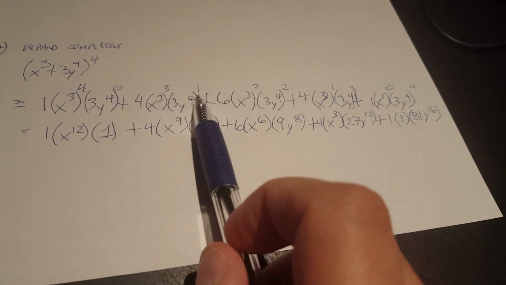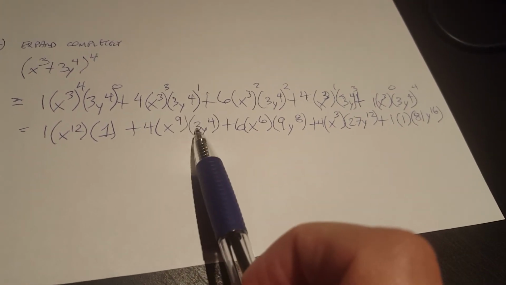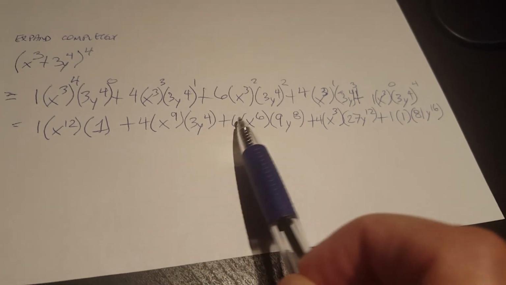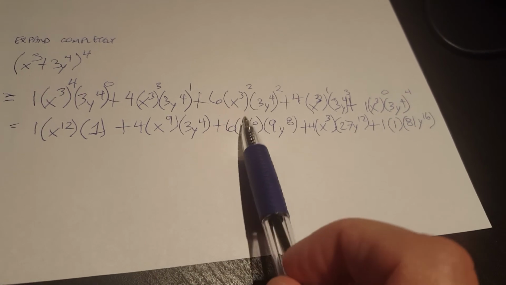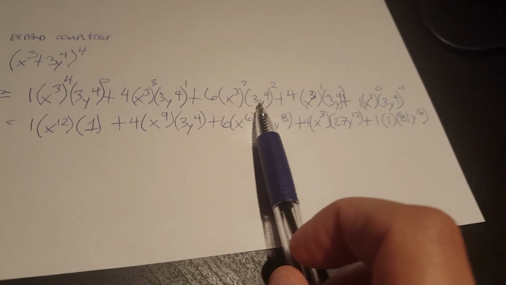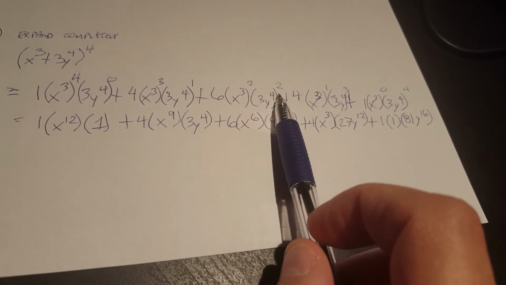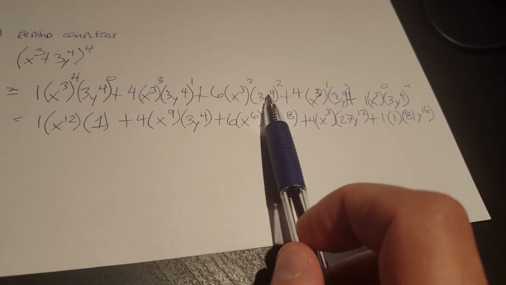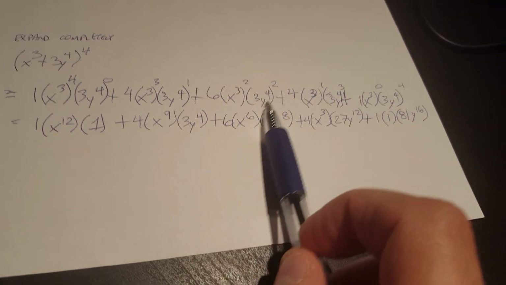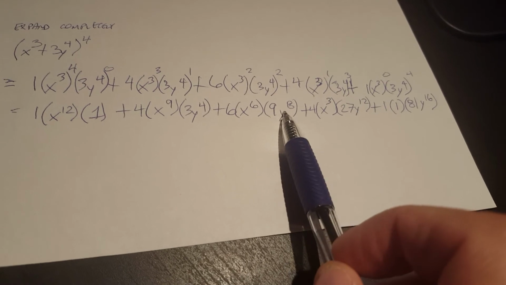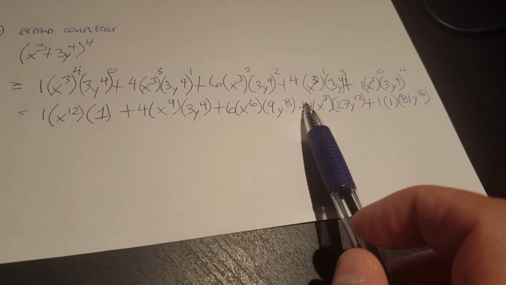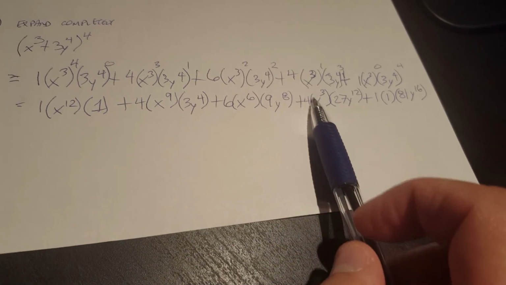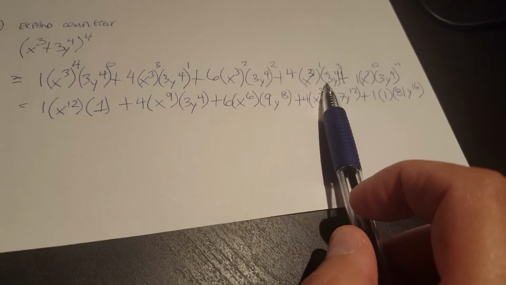And then here, this is to the first power, so I'm just going to bring that down. 3y to the 4th, plus 6 times x cubed squared. 2 times 3 is 6, so that's x to the 6th. 3y to the 4th squared. Each term is squared, so 3 squared is 9. y to the 4th squared is just going to be y to the 8th. And then plus 4. x cubed to the first is just x cubed.